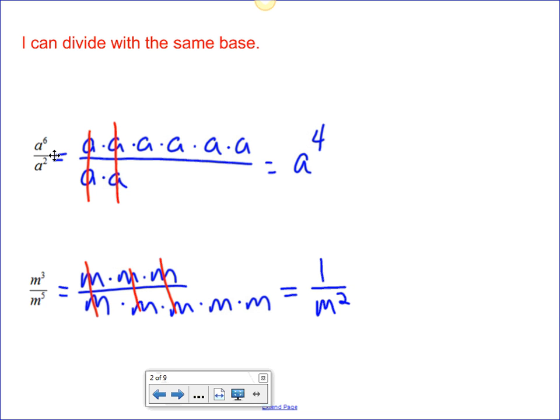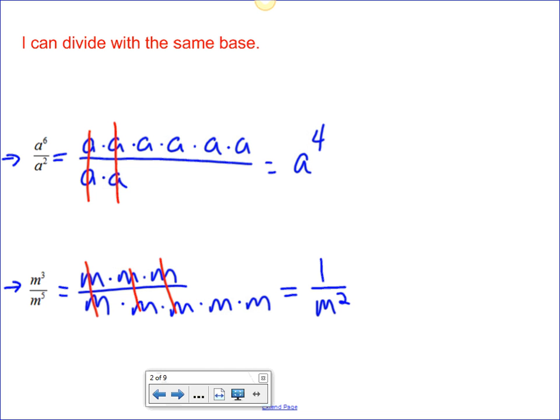So how can I put this into words? What's happening here? In my thought process, I simply look to see where I have more of the same base. For instance, in this first one, I have more a's on top. And if I think about how many more, I would have 4 more a's on top. So therefore, I have a to the fourth in the end. The second one, where do I have more m's? Well, I have 2 more m's on the bottom. Therefore, after things are canceled out, I'm simply left with m to the second on the bottom. Okay, so that's our first rule.